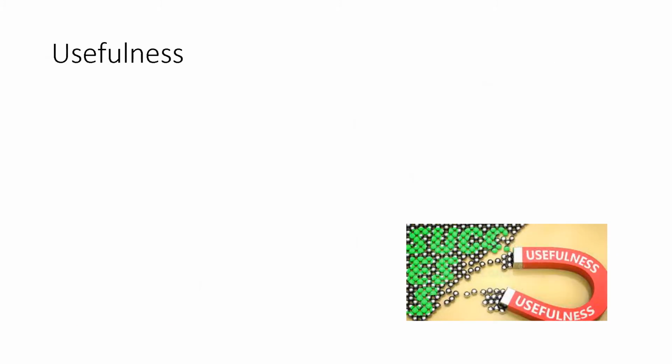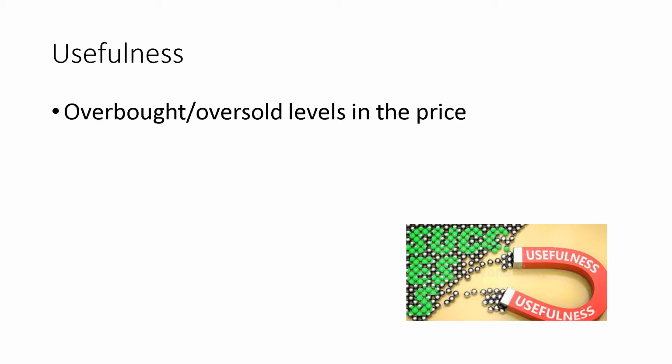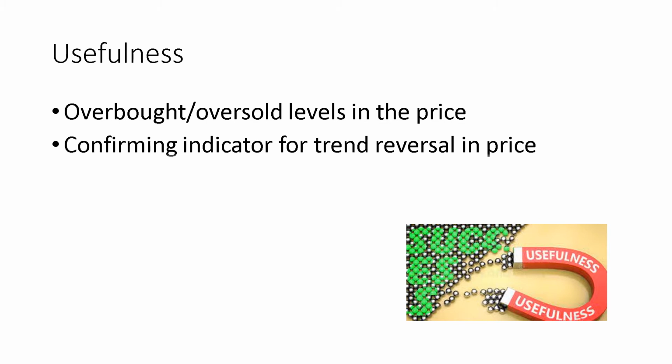Relative strength index is useful in determining overbought or oversold levels in the price of a stock or asset. It can be used as a confirming indicator for trend reversal in price. It may also serve as a leading indicator in cases where momentum precedes price reaction. Therefore, relative strength index is a valuable tool to uncover potential opportunities. However, relative strength index may also yield false signals, so it requires confirmation before entering new trades.